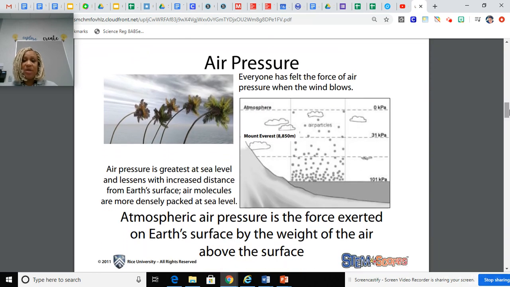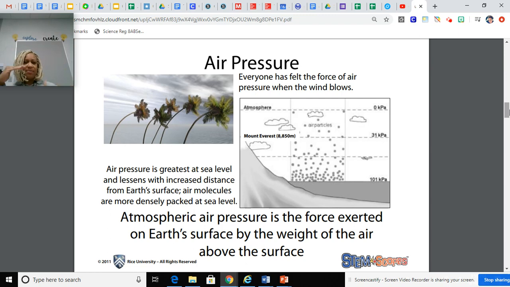Air pressure. So, in order to understand wind and weather and how things happen, you have to understand air pressure. Okay. Everyone has felt the force of air pressure when the wind blows. Okay. Air pressure is the greatest at sea level and lessens with increased distance from Earth's surface. So, air molecules are more densely packed at sea level. All right, atmospheric air pressure is the force exerted on Earth's surface by the weight of the air above the surface.